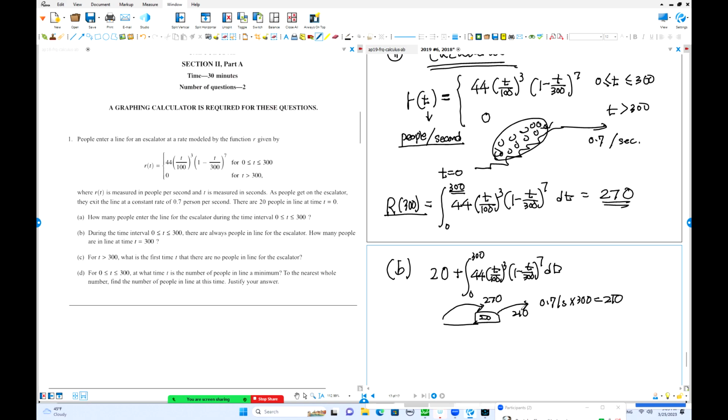So how much is this one? 270 is going in, so 290, right? 20 plus 270 going up there. But 210 during the 300 seconds, right? 210 people is what? Leave the escalator, okay? So 290 minus 210 is what? Still 80 people in the line. Are you okay with this? Yeah. Okay, that's the answer, right? This is a little hard to understand, but just to figure out kind of physics, okay?